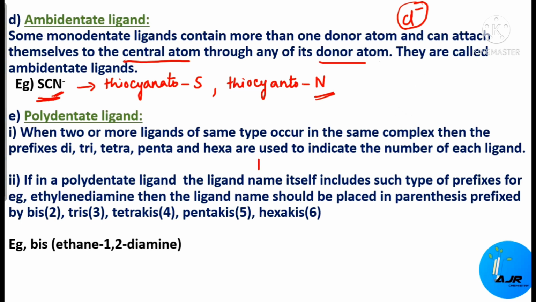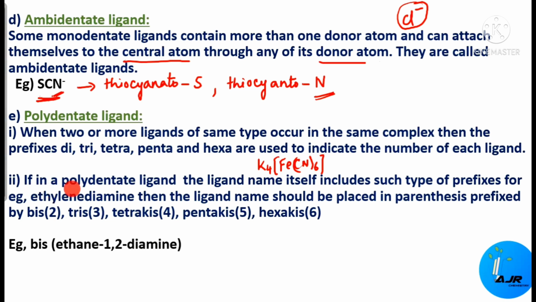Already we have seen this one, K4[Fe(CN)6]. See here, this cyanide is the same type, is it not? But it is occurring 6 times. So in that case, we will be writing it as hexacyanido. Understood? Hexa. We are making use of this prefix. Okay, hexacyanido. Understood, students? This is okay.